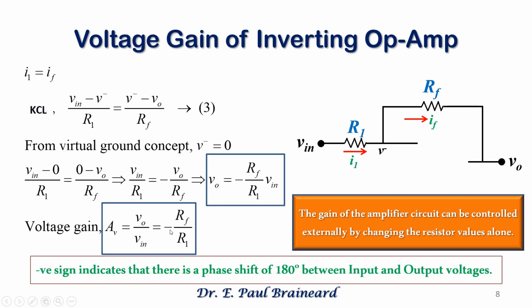Another important aspect is that the gain of the op-amp can be varied by varying the external resistors RF and R1, without really worrying about the internal structure of the op-amp. This is the best part of operational amplifiers. The gain of the amplifier can be controlled externally by changing the external resistor values alone.